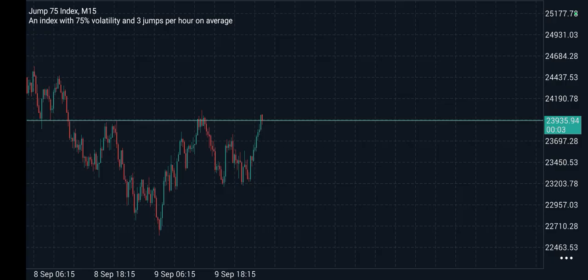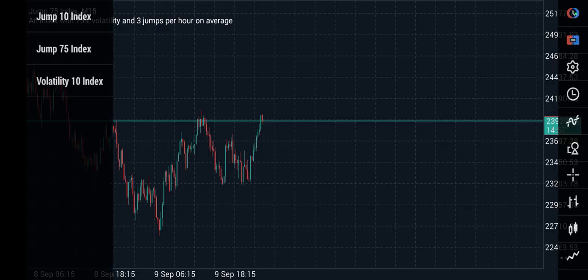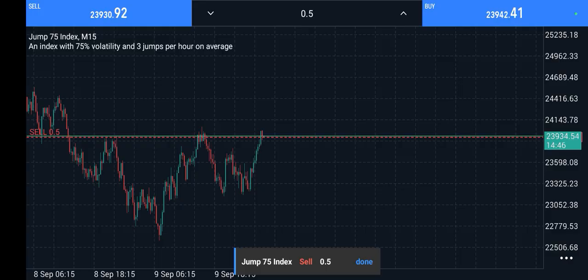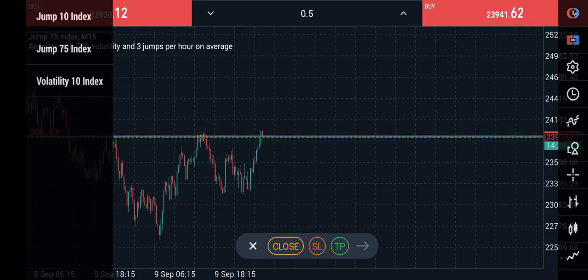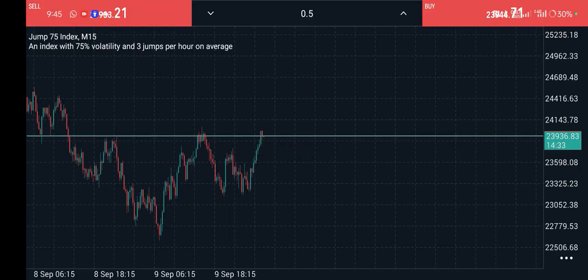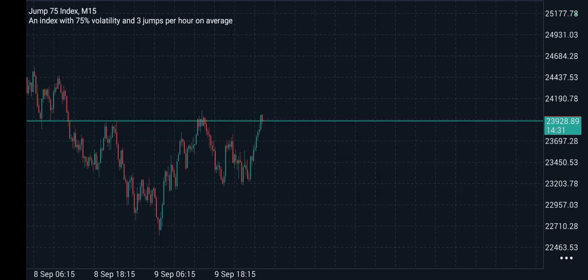So now, when it comes to orders, we have the market or instant execution. That is, let's say we are on Jump 75 here, and I just click on sell like this. This is an example of an instant execution. Instantly, I'm in the trade. Are you getting me? When you do it immediately, it's instant execution. So now let's move on.